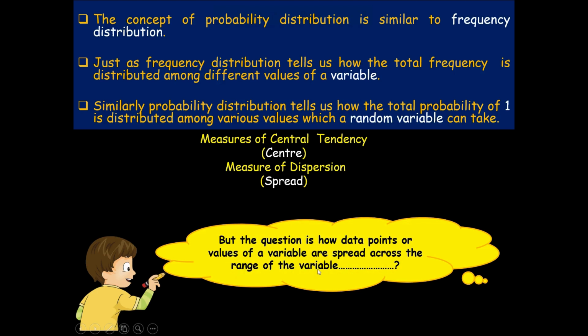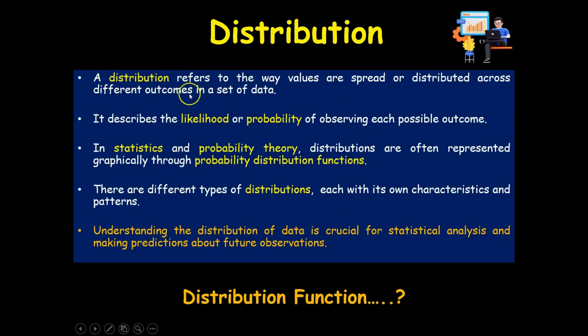So for that we need to know about the spread, how and where these data points, or the values of a variable, are spread across the range of the variable. For that, distributions play a very important role. A distribution refers to the way values are spread or distributed across different outcomes in a set of data. It describes the likelihood or probability of observing each possible outcome.